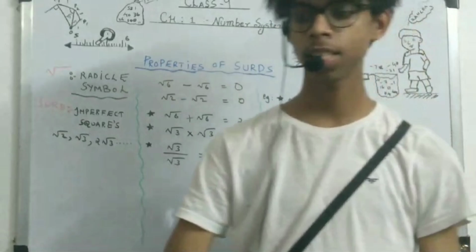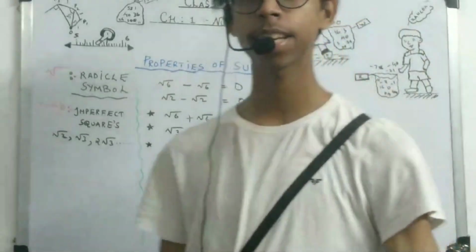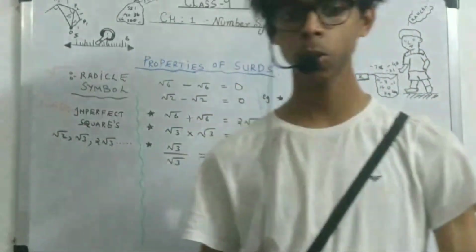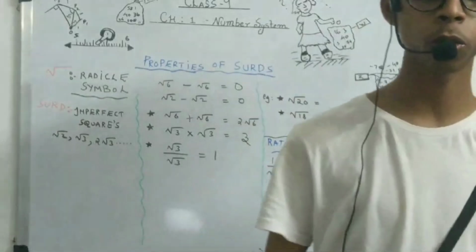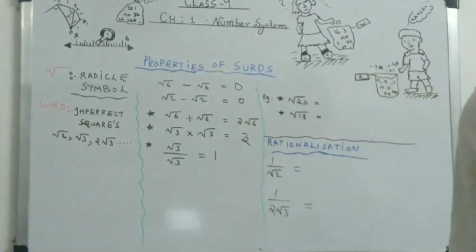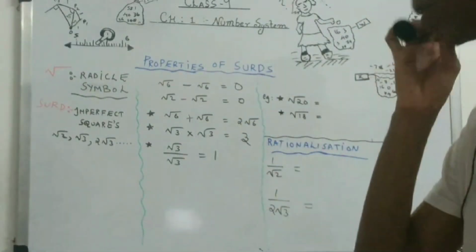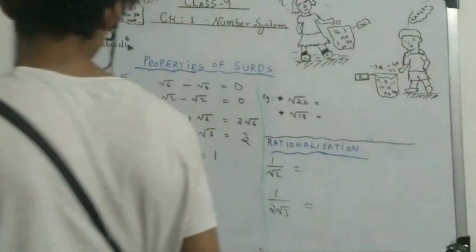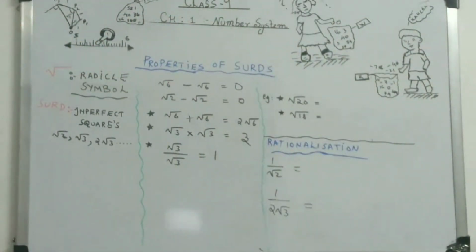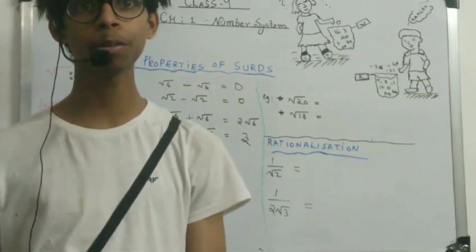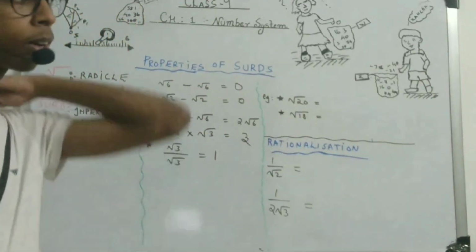In our previous class, we had discussed our exercise number 1.3. So now let us move on to a new topic, which is operations on real numbers. Okay, so let's see here. Now we have learned about irrational numbers, and we said that all our imperfect roots are irrational numbers.